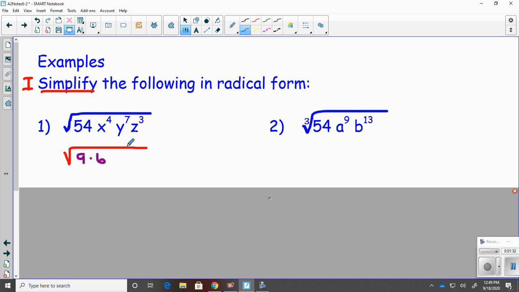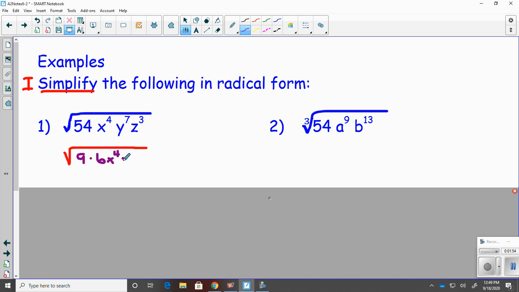Then you're going to look at the x, and you're going to notice it has a power of 4. Since the index number is 2, and 4 can be divided by 2 nicely, for right now, you're going to leave it alone. You're not going to have to rewrite x to the 4th. You can move to the y next.